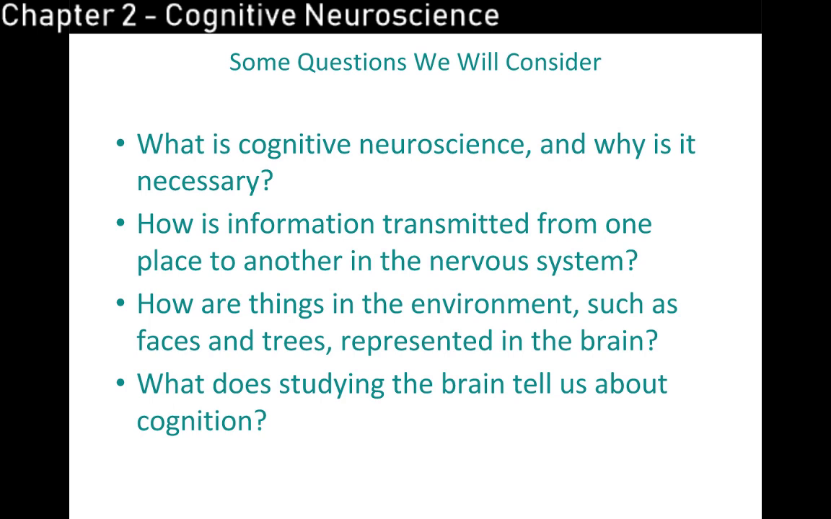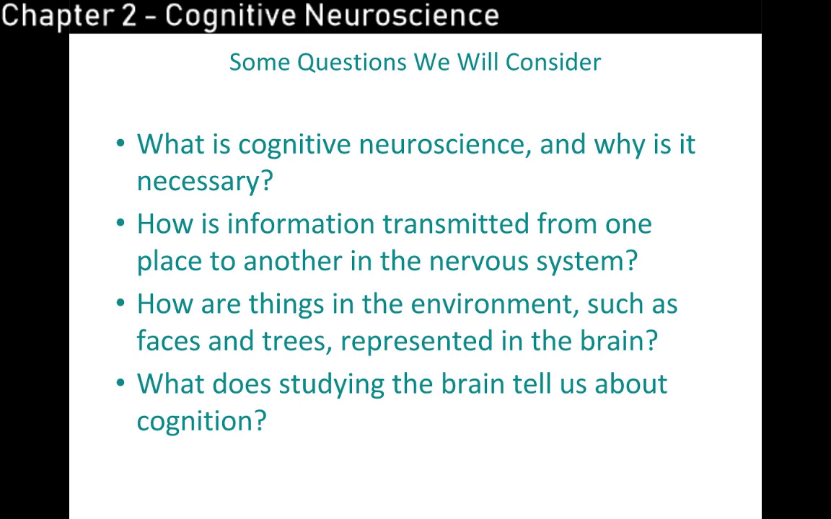Also, how is information transmitted? Cognitive neuroscience focuses on a lot of the actual mechanisms that allow our brains to function and how information is transmitted through neurons and through parts of the brain. Also, how things in the environment, like any sort of visual representation that you have in your brain, how is that actually represented, and how can we attach different theories regarding representation to different parts of the brain?